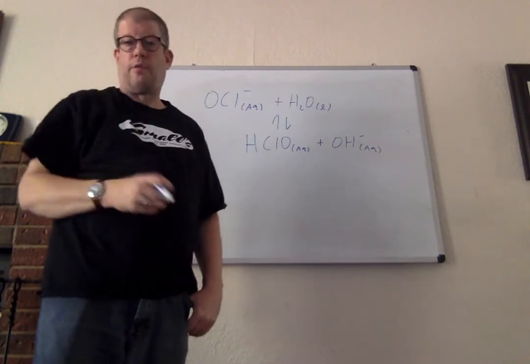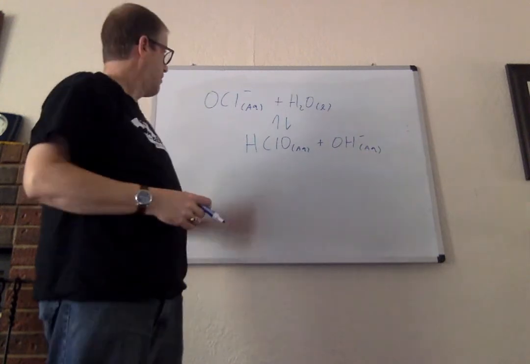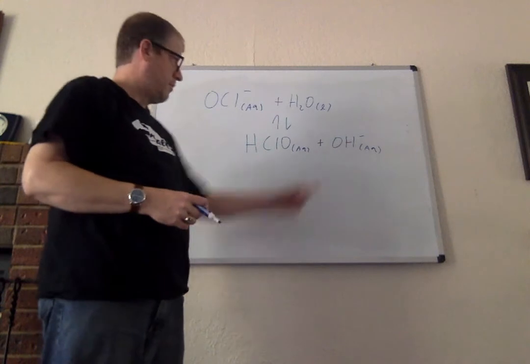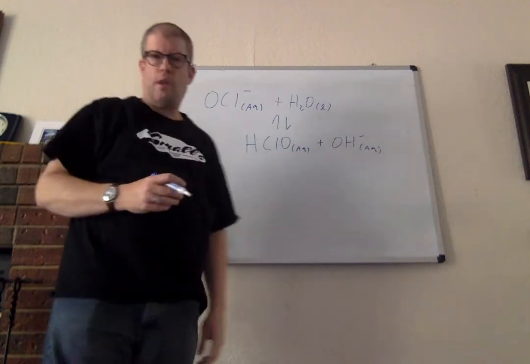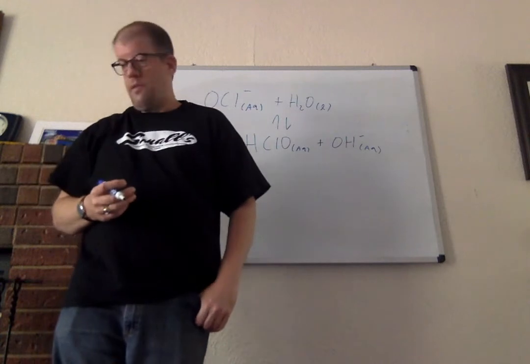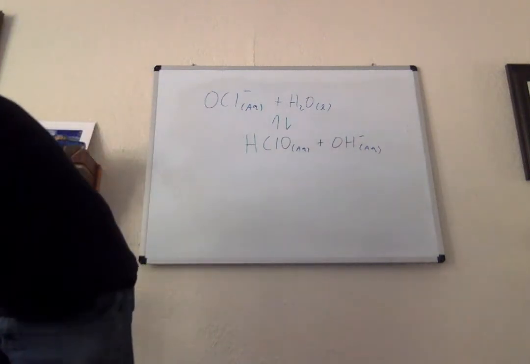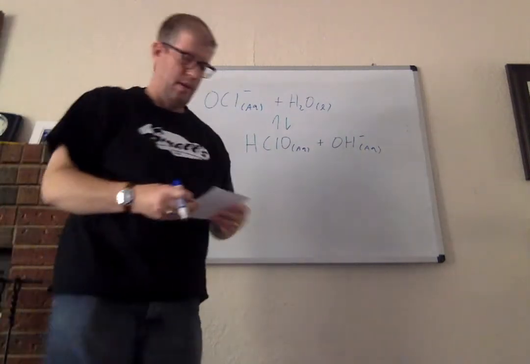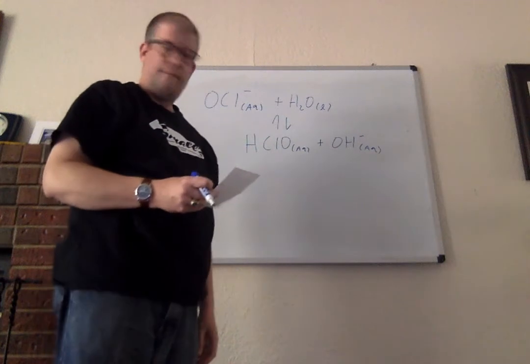So in your solution of bleach, you have not only sodium hypochlorite, but you also have potassium hydroxide, and you have HClO, which is hypochlorous acid. Now, it turns out that there's more than that going on.